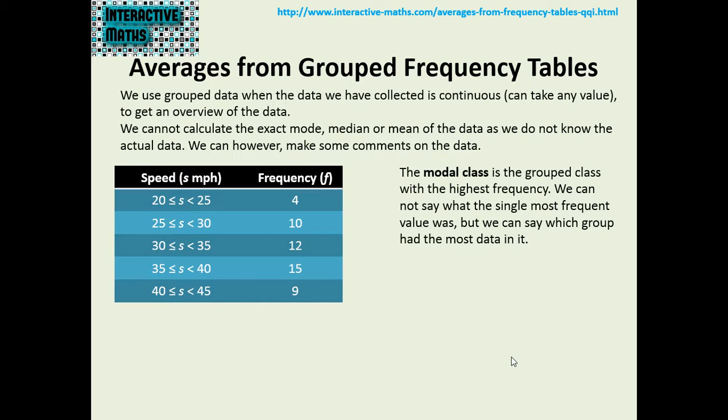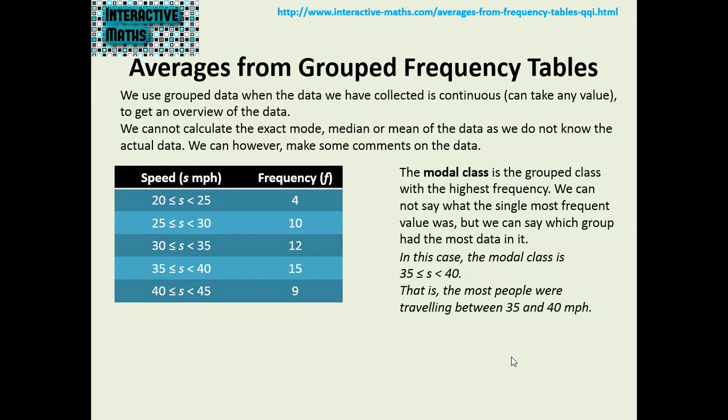The modal class here is the grouped class with the highest frequency. So which one has the highest frequency? 15. So that means the modal class would be 35 to 40. Why? Because the most people were traveling between 35 and 40 miles per hour.